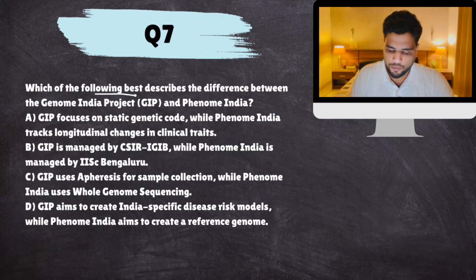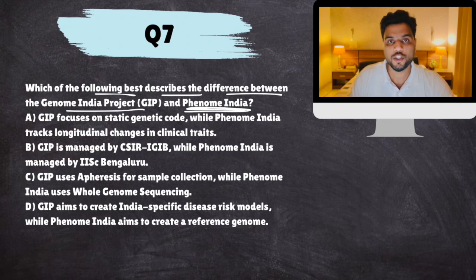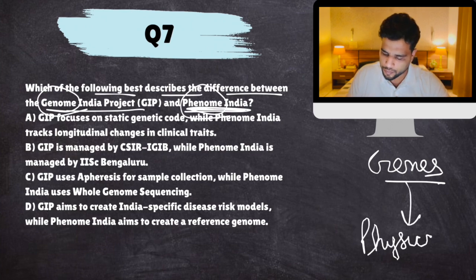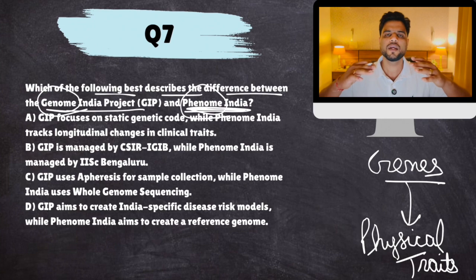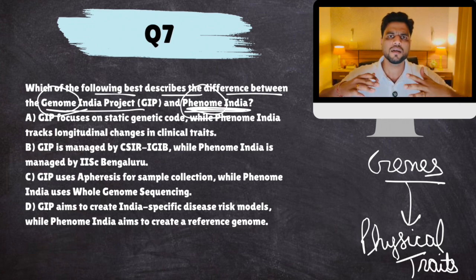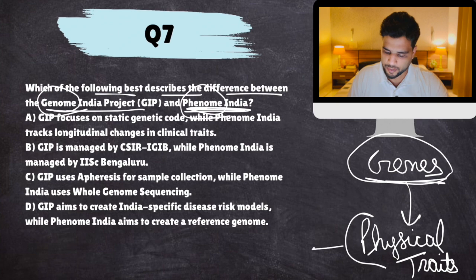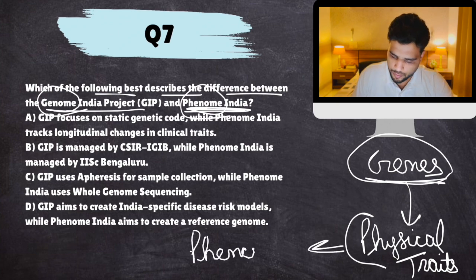Next. Which of the following best describes the difference between Genome India project and Phenome India? Now, here's the thing. For that, you need to understand the difference between genome and phenome. So, genome is genes, your genes. And because of your genes, you have different physical traits. If you have a particular set of genes, you'll be taller, you'll be darker skinned, you'll be thin, you'll be less susceptible to certain diseases. It's all because of your genes. So, your physical traits are there because of your genes. Now, genes are genes. These physical, biological traits are called phenotypes or phenome.